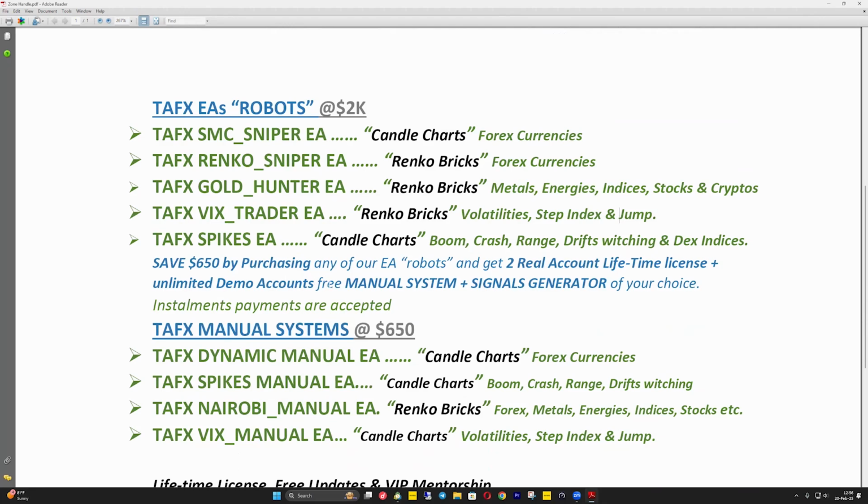So after purchasing one of the EAs, how do you save this 650? It is by getting a free manual system plus signal generator of your choice, a free manual system of your choice.